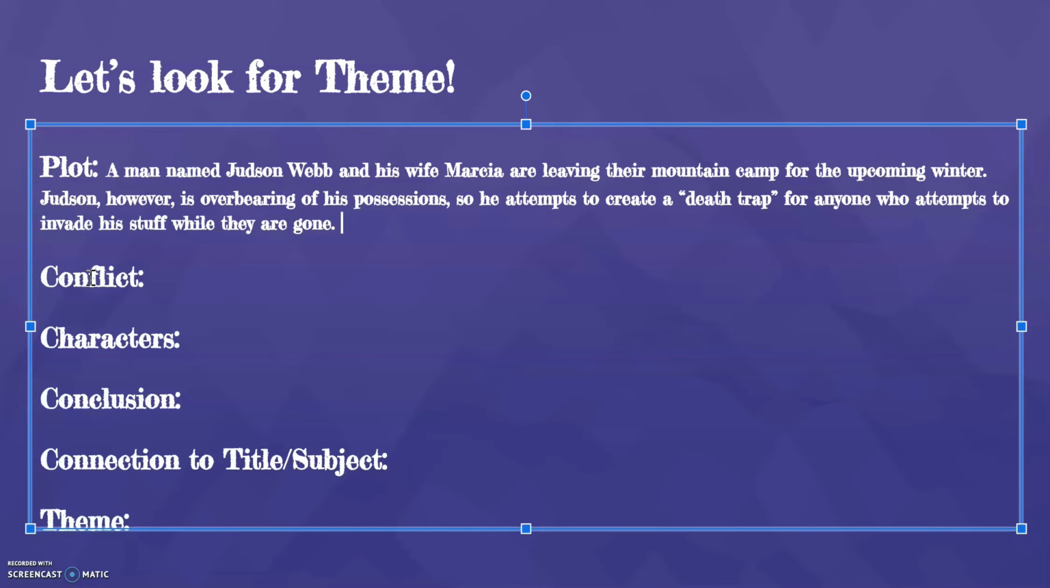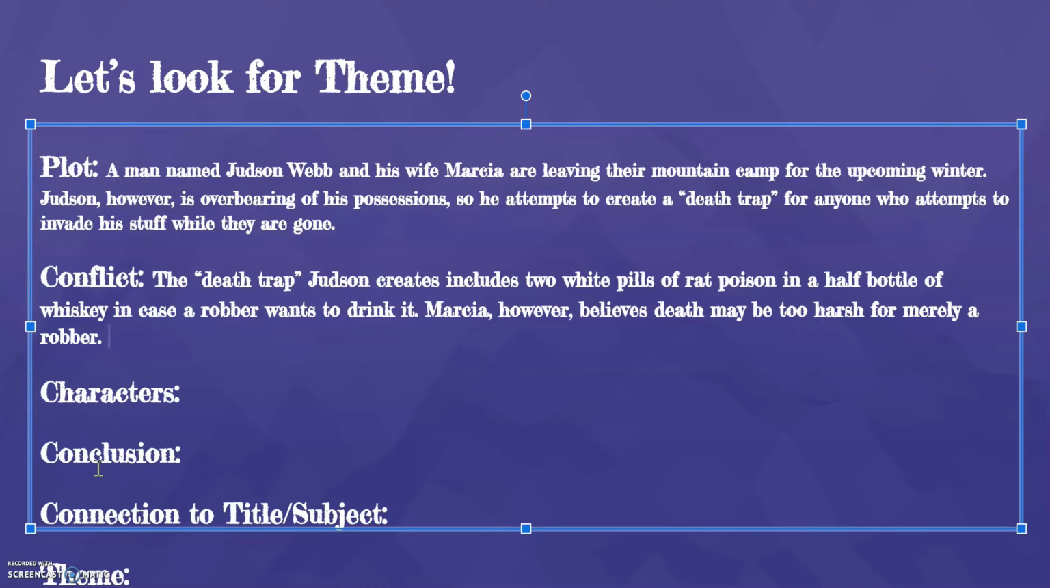So this doesn't necessarily tell me what the ending is. This doesn't give any spoilers. This kind of gives me a little overview of what the story is about. As for conflict, the death trap Judson creates includes 2 white pills of rat poison and a half bottle of whiskey in case a robber wants to drink it. Marcia, however, believes death may be too harsh for merely a robber.